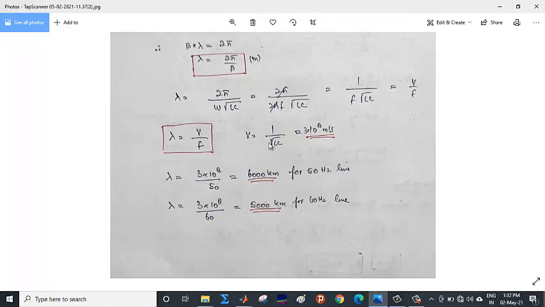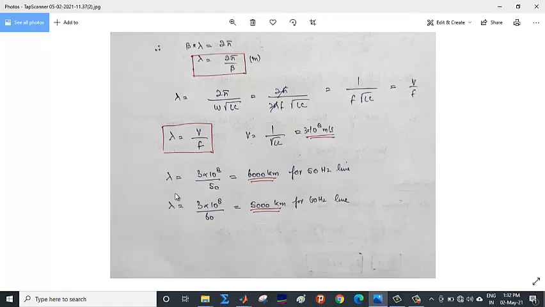So this V is the velocity of propagation of the wave. This is actually equal to the velocity of light. It comes out to be 3 into 10 to the power 8 meters per second. We have already calculated it, so it comes to be 3 into 10 to the power 8 meters per second.